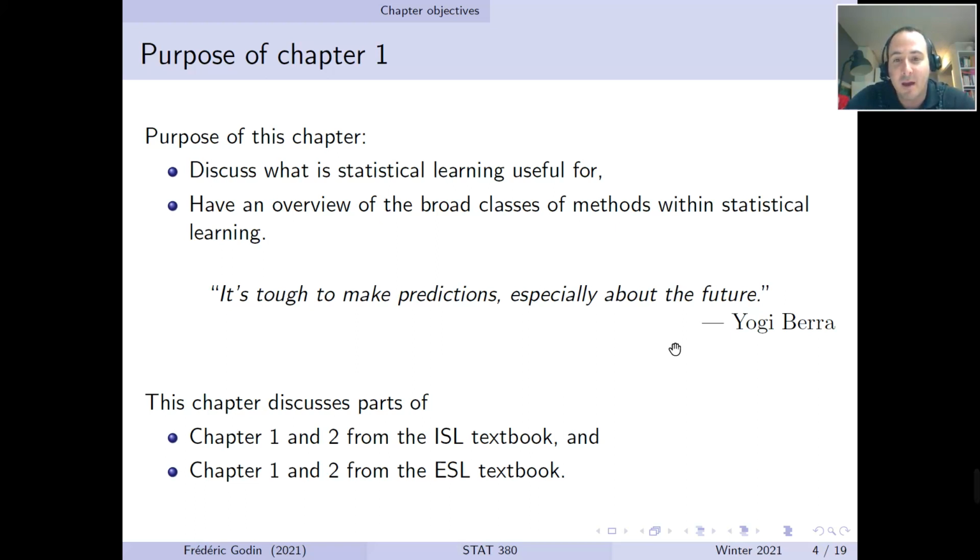Okay, so it's a bit funny because, of course, when you make predictions, it's always about the future. But why I put this quote here is because really the main objective of statistical learning is to be able to predict things that we don't know.